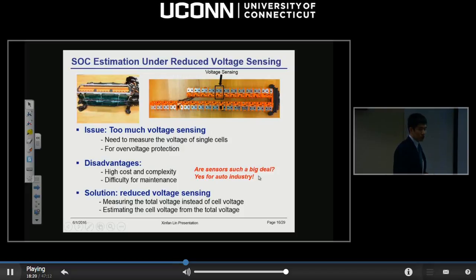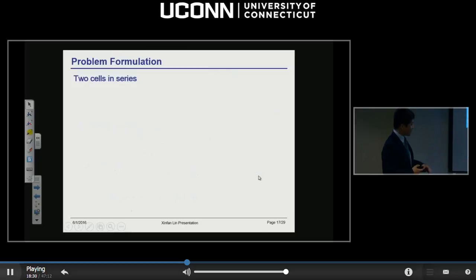And then because we still need to prevent overcharge and over-discharge for every single cell, I need to estimate the single cell voltages from the total voltage. And so that's the first formula to this problem in a mathematical way.